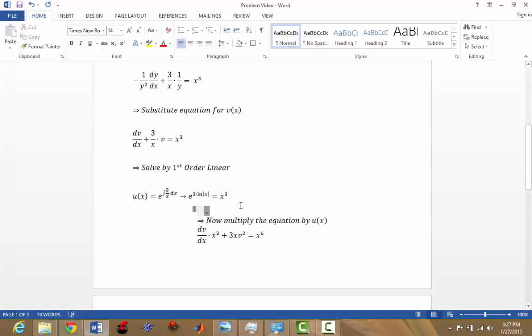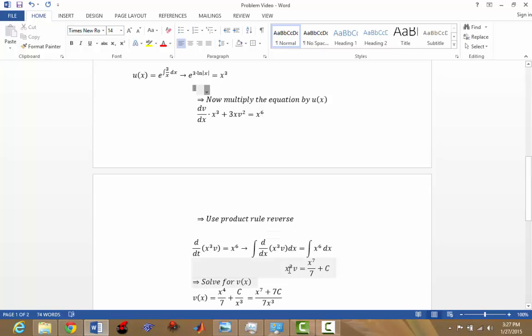Once we know what this is, then we can multiply this u of x by the equation that we had earlier. So this would give us dv/dx times x cubed plus 3x squared v equals x to the 6th. This becomes x to the 6th because it's x cubed times x cubed. You have two similar terms and the powers add up and it gives you x to the 6.